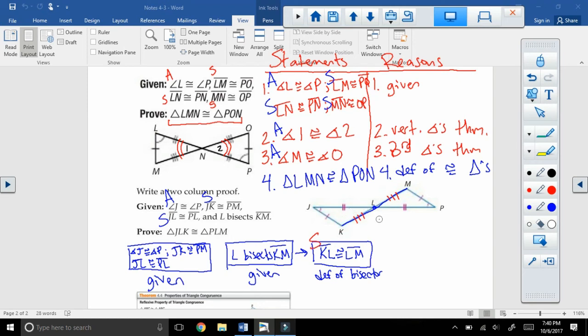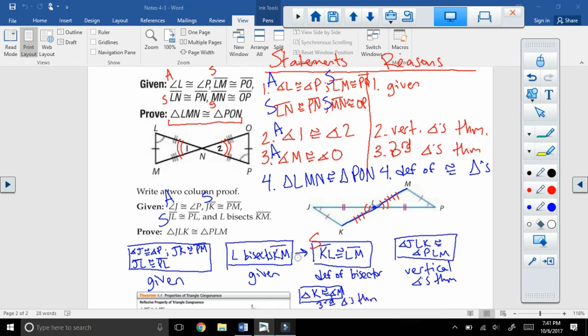And then the end of this proof looks almost identical to the end of this one, because I have these different vertical angles that are congruent. So I can say that, I'll use the letters this time, angle JLK is congruent to angle PLM, and that's the vertical angles theorem. And then you have also, I'm running out of room on here, sorry. You have on here that angle K is congruent to angle M. That's the third angles theorem.